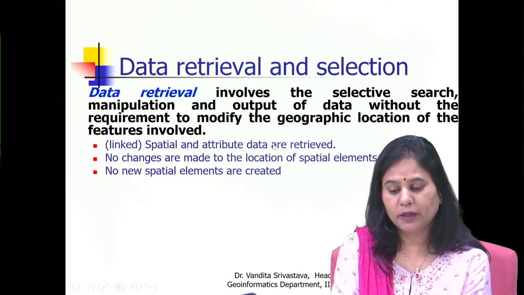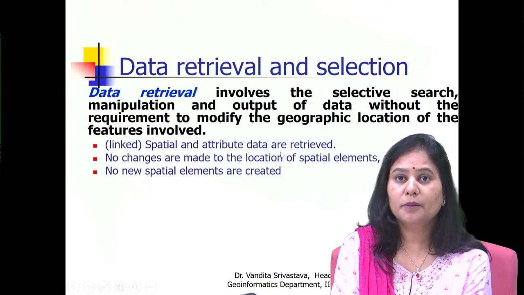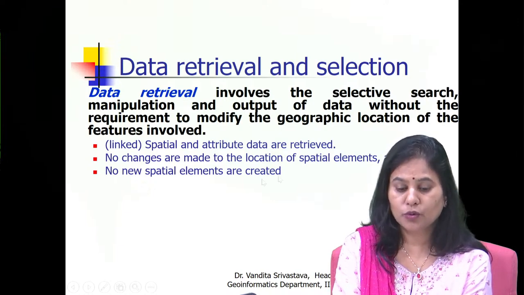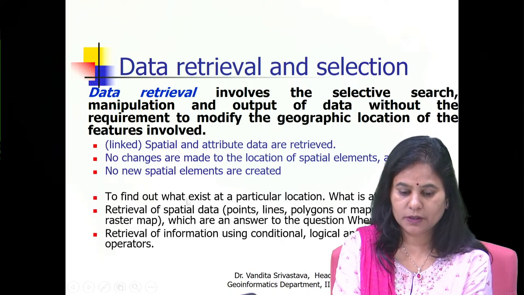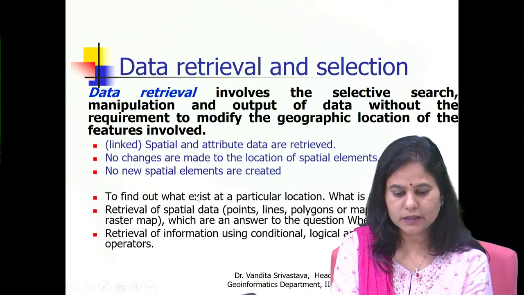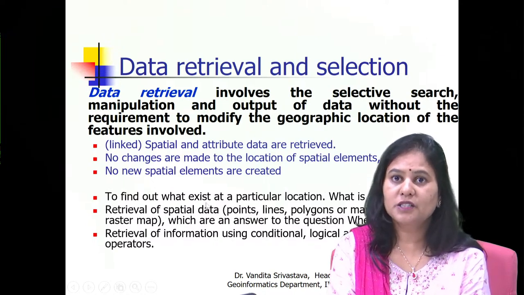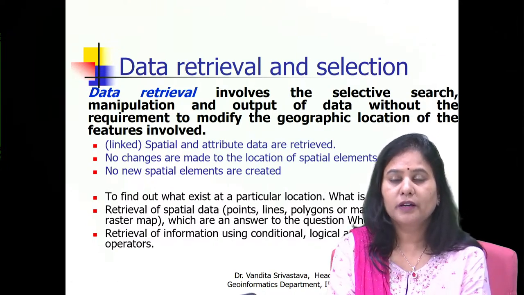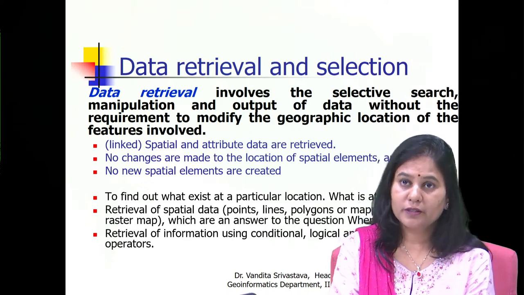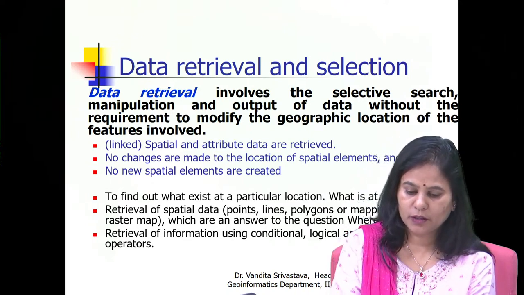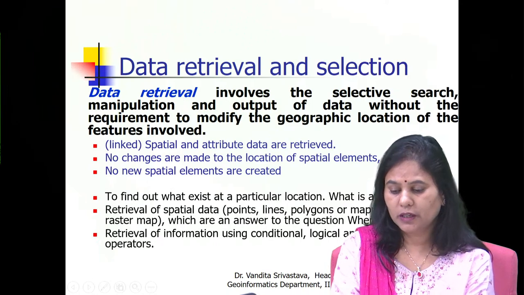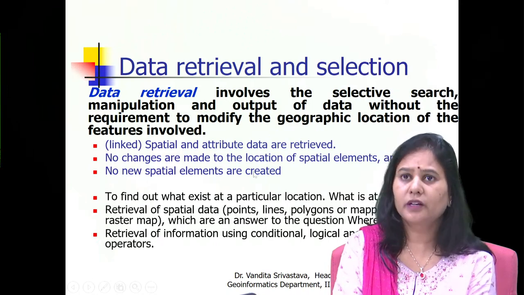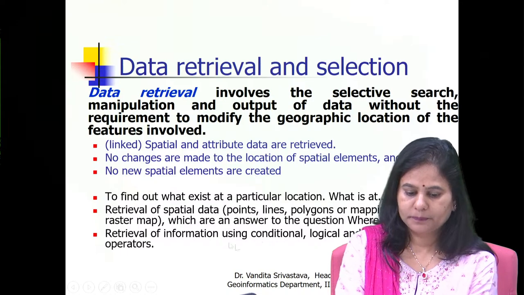Linked spatial and attribute data are retrieved. No changes are made in the location of spatial elements. No new spatial elements are created in case of retrieval and selection operations. Examples are like this. If you want to know what exists at a particular place, where are steep slopes, where is dense forest, those kind of questions are retrieval and selection operations, and all the operations that are performed using logical, arithmetic and conditional operators, these are all retrieval operations. Okay.